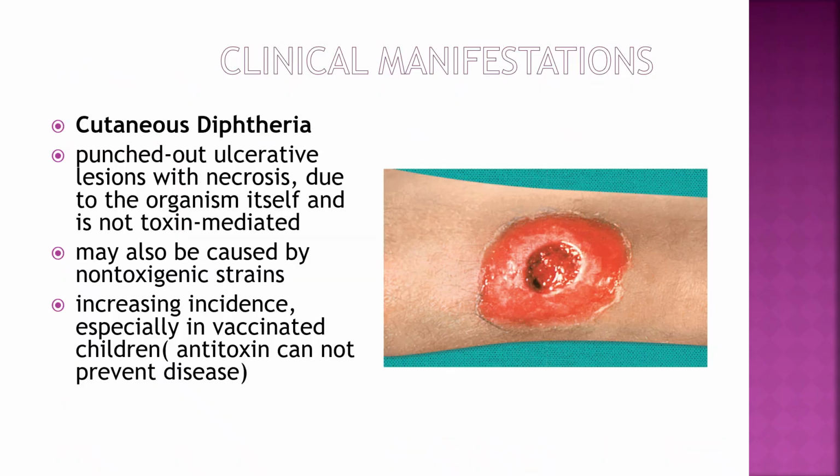The other type of diphtheria is cutaneous diphtheria. It is punched out ulcerative lesions with necrosis due to the organism itself and not because of the toxin. It may be caused by non-toxigenic strains. Increasing incidence, especially in vaccinated children, because antitoxin cannot prevent this disease, because it is not toxin mediated, it is because of the bacteria.